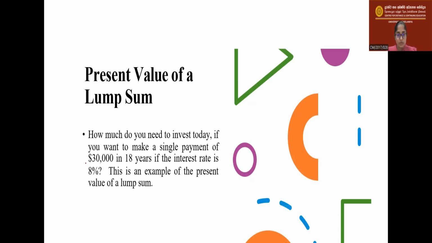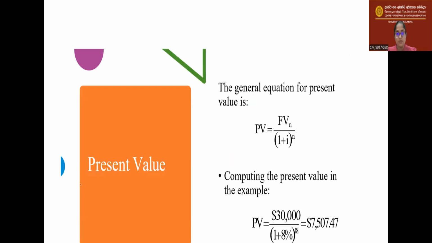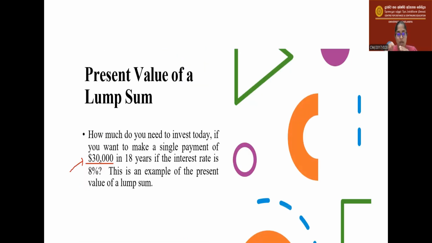So what is this 30,000? It's your future value, right? If you have to make a single payment of 30,000 after 18 years, as a deposit, with the interest rate of 8%, how much do you require to invest today? That is the question, right?